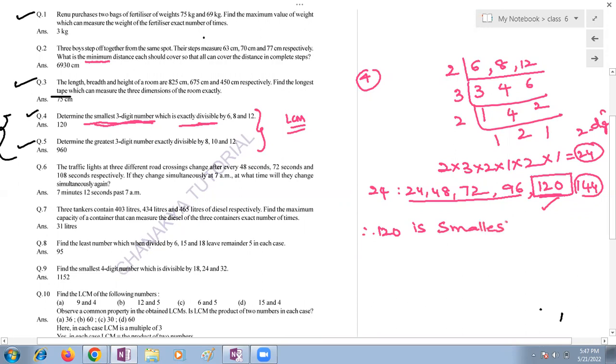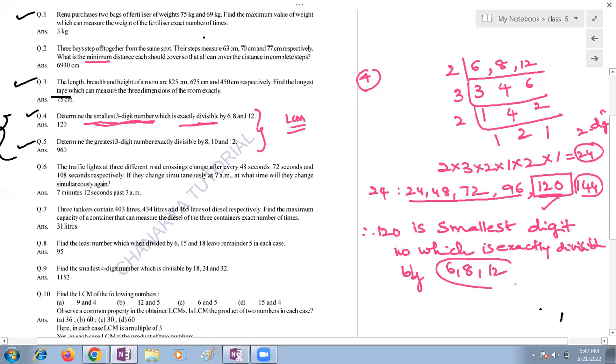Ma'am, 120 is divisible by all of them. Because if it is divisible by 6, it is divisible by 2 and 3. And 120 is divisible by 8. And 12, that is 3 and 4, is also divisible. Yes, 12 into 10 also is divisible. Yes, very good, Dana. Like that also you can recheck.